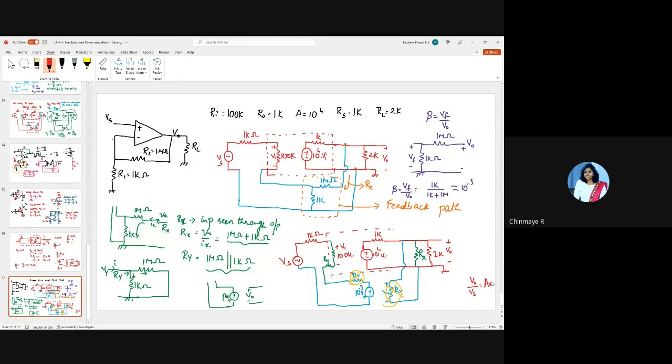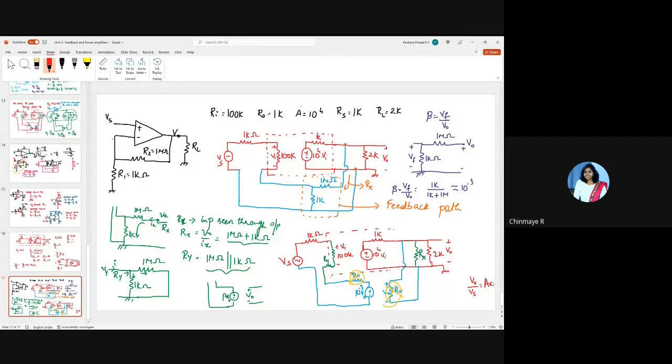Similarly, you concentrate only on the open loop amplifier now and calculate what are the input and the output impedances of the open loop amplifier. Once you calculate, you already know what is A and what is beta. So Ri times (1 + A beta) will give you the input impedance with feedback. Ro divided by (1 + A beta) will give you the output impedance with feedback.